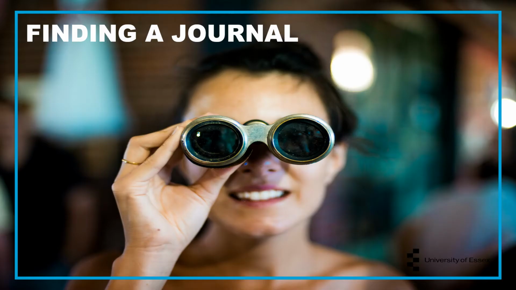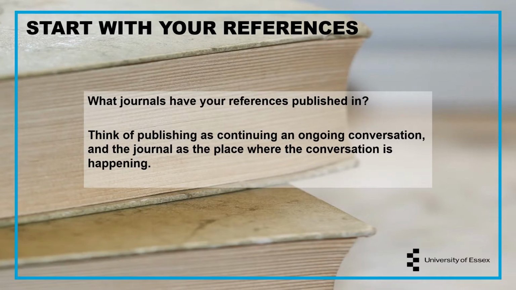We have discussed some of the more intricate things to consider when publishing your work in a journal, but now let's focus on finding a journal that suits your work. The most important thing is that you find a suitable academic home for your work. A good place to start is with the references in your paper. The journals you have cited in your paper illustrate where the conversation around your topic is already taking place.